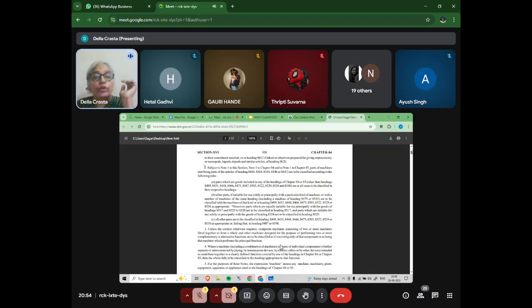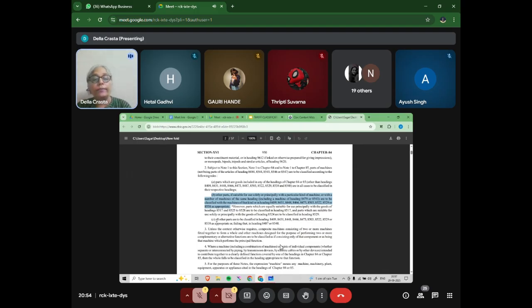Now refer to note 2B. Other parts, if suitable for use solely or principally with a particular kind of machine or with a number of machines of the same heading, including a machine of heading 8479 or 8543, are to be classified with the machines of that kind or in heading 8409, 8431, 8444, etc., or 8538 as appropriate.